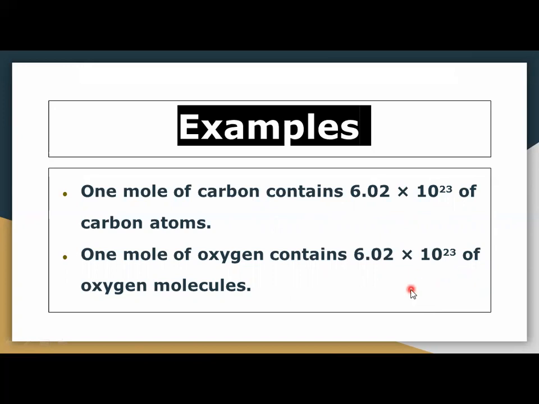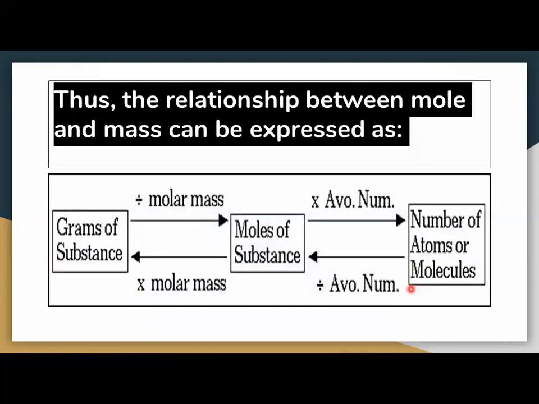1 mole of oxygen contains 6.0×10^23 oxygen molecules. Thus, the relationship between mole and mass can be expressed as: number of moles of a substance can be converted into grams of a substance by multiplying by the molar mass, and grams of a substance can be converted into number of moles by dividing by the molar mass. Number of moles of a substance can be converted into number of atoms, particles, or molecules when we multiply by the Avogadro constant. And these numbers of atoms, molecules, or ions can be converted into number of moles by dividing by the Avogadro constant.